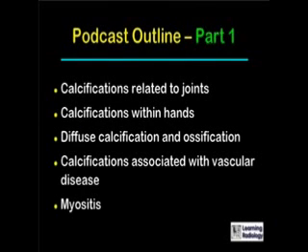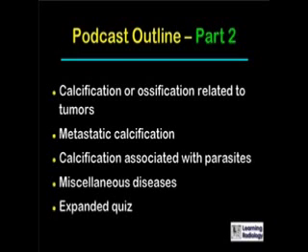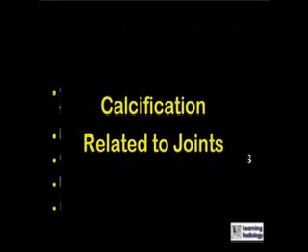In this podcast, we're going to discuss calcification related to joints, calcifications within hands, diffuse calcification and ossification, calcifications associated with vascular disease, and myositis. In the next podcast, we'll discuss calcification or ossification related to tumors, metastatic calcification, calcification associated with parasites, miscellaneous diseases, and there will be an expanded quiz after the next podcast.